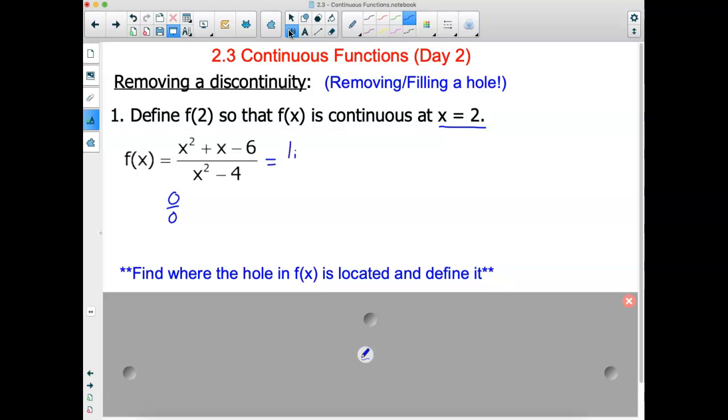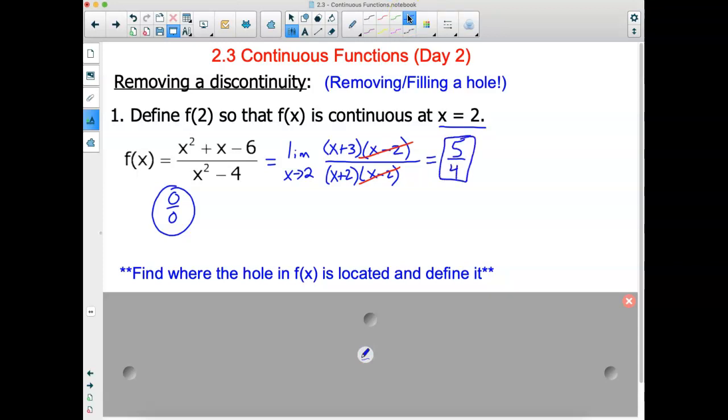So we're going to look at the limit as x approaches 2, and we want to find that hole, so what we're going to do is factor the top and say x plus 3 times x minus 2, right? And then the bottom is going to be x plus 2 times x minus 2. We found that 0 over 0 is a hole, and we found where that little bugger is, so when we reduce that out, and then evaluate our limit there, now we have 5 over 4. Our limit's 5 over 4, right? So that's the hole value.